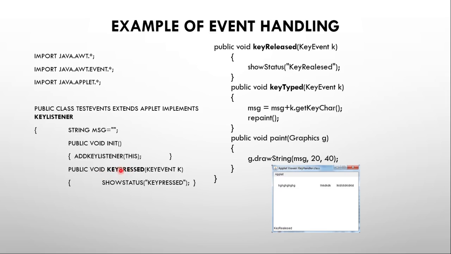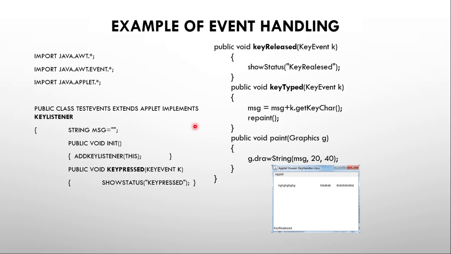So now we need to override all the three methods which are there in that key listener. That is, one is key pressed, right? I'm just going to display yes, key is pressed, something like that. And that is the status I'm gonna show. Show status, basically it should be in small like this. Okay, and the next one is key released, right? And key typed. So you need to override all these three methods.